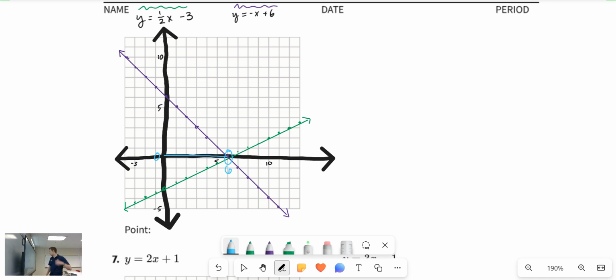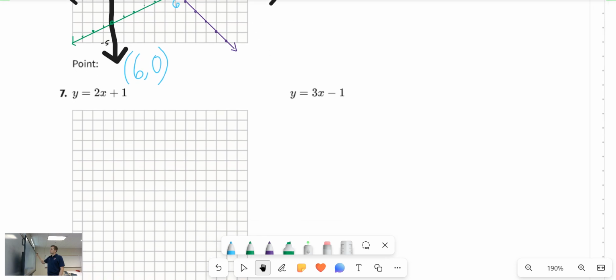This is 6. So our x is 6. We'll go down to the point part at the bottom. Our x is 6, and our y is 0. So these two equations actually have the same x-intercept, and the x-intercept is (6, 0). That's where they intersect each other.